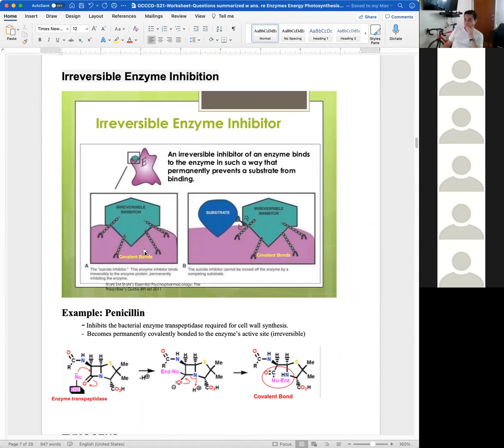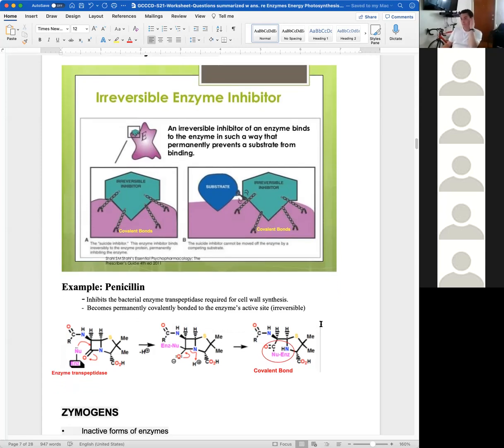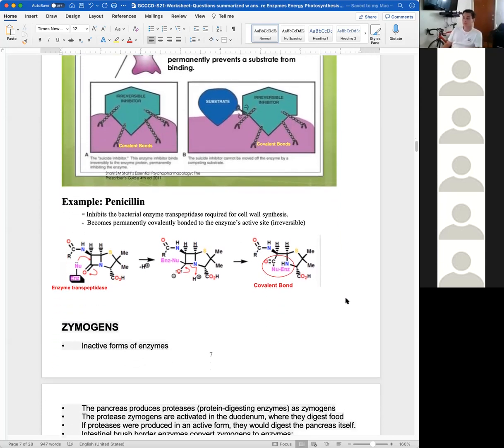The purple is the enzyme. The blue is an inhibitor that binds to the enzyme with covalent bonds, which are very strong and permanent. So when the substrate comes along, tries to bind in this active site, it's already blocked, and the blocking mechanism cannot be reversed. And an example of that is the way penicillin works.